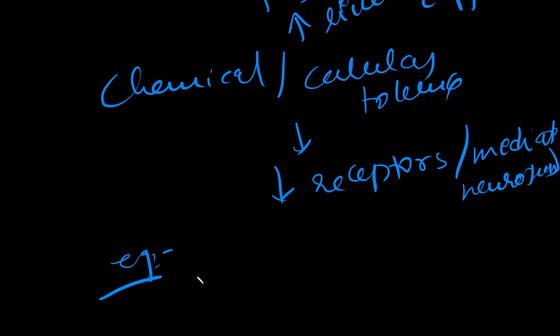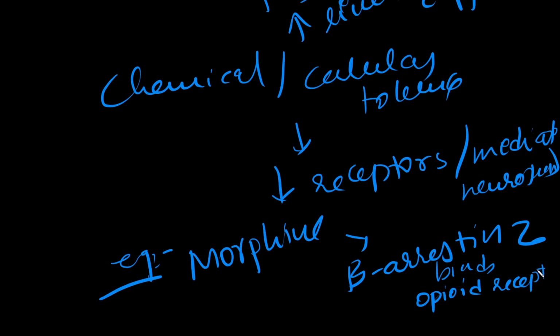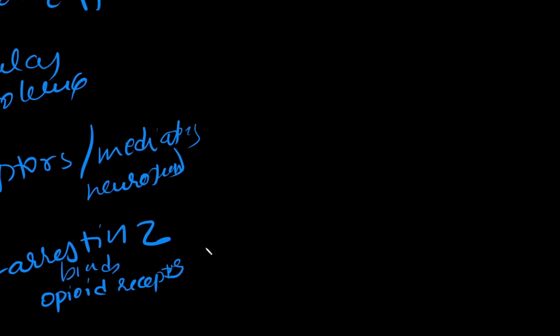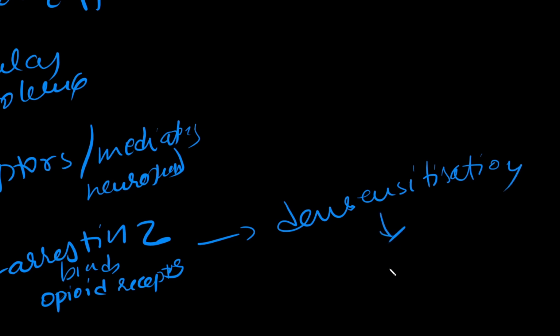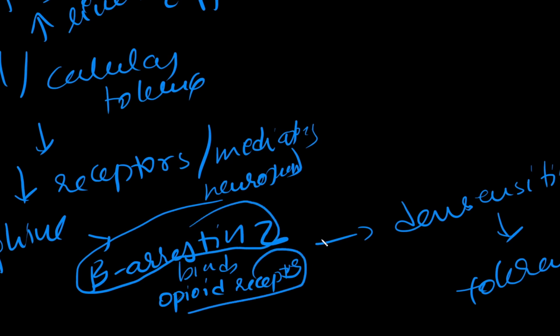Example, during morphine drug abuse, repeated exposure to morphine leads to beta arrestin 2 binding to opioid receptors, thereby causing desensitization of opioid receptors, leading to tolerance. So here the most important part is beta arrestin 2, how it binds to opioid receptors, thereby desensitizing them, leading to tolerance of morphine upon repeated exposure.